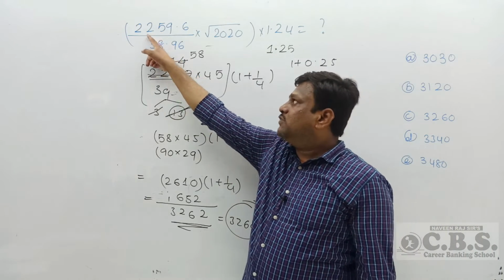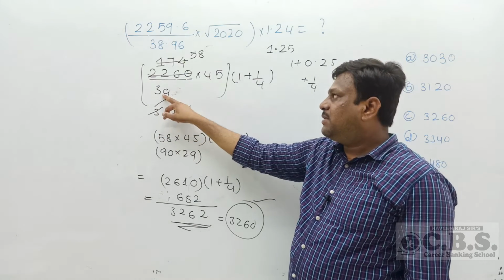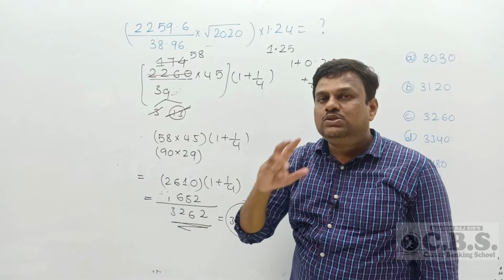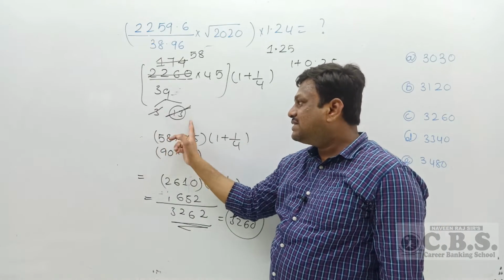So the approximate of 22590 is 2260, and when I approximate 38.96, it is 39. So when you're doing division, students, compulsorily follow the prime factorization rule. So 39 you can write as 3 and 13.